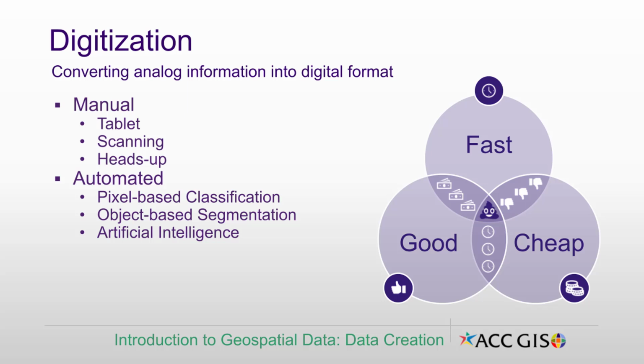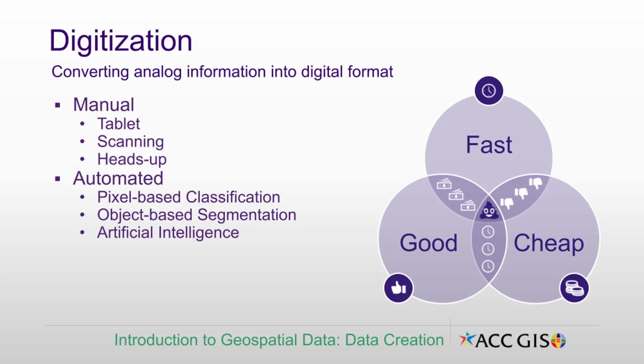Digitization is the process of converting analog information into digital format. And there's a couple of methods that we utilize to do this, manual and automated. Manual includes, for example, digitizing from a tablet or scanning a document or heads-up digitizing a scanned document on a monitor, for example. Automated digitization includes pixel-based classification, where you're converting, for example, satellite imagery into land class cover, or object-based segmentation, again, we're utilizing imagery to identify particular objects like planes or water tanks, for example.